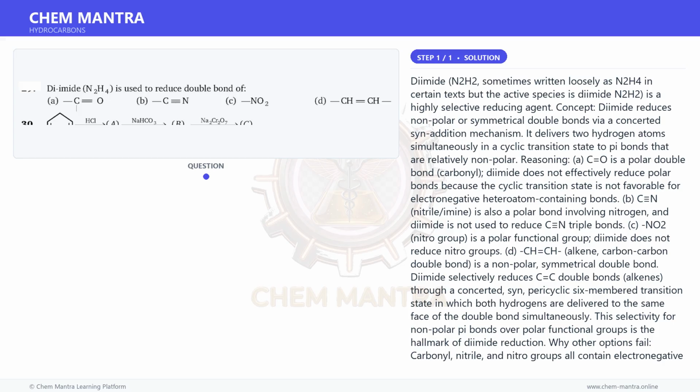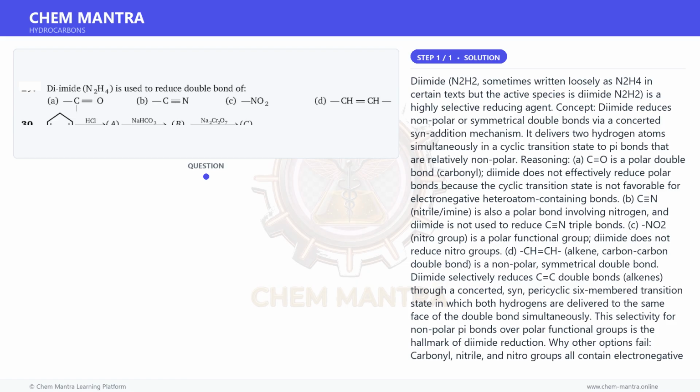Diamide, N2H2, sometimes written loosely as N2H4 in certain texts, but the active species is diamide N2H2, is a highly selective reducing agent. Concept: diamide reduces nonpolar or symmetrical double bonds via a concerted syn addition mechanism. It delivers two hydrogen atoms simultaneously in a cyclic transition state to pi bonds that are relatively nonpolar.